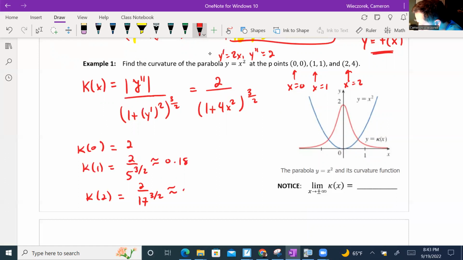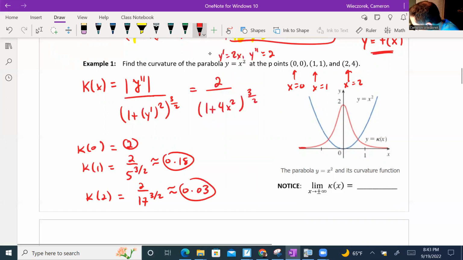Getting even smaller. So the interesting thing to note here is that as x increases, the curvature is getting significantly smaller, which would mean we would expect the graph to get more linear. Since we saw yesterday the curvature of a straight line should be 0. It looks like this curvature is approaching 0. If you take a look at the graph, in red, I've graphed the curvature function. So that's almost like this little bell-shaped graph, almost like a normal distribution. The original parabola in blue is y equals x squared.